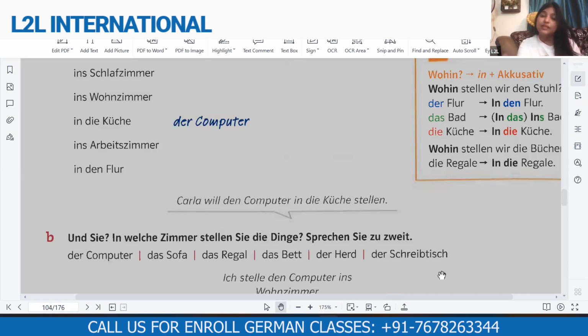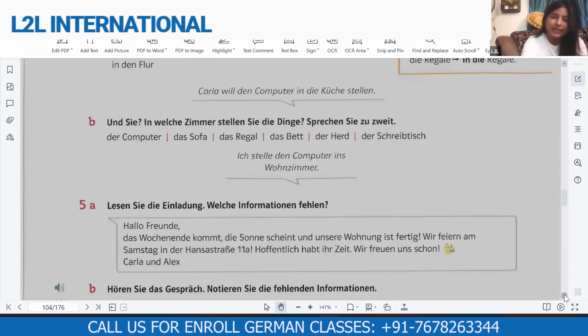All the sentences have to be in plus accusative because you are talking about placing. I am placing, I am placing. So when it is I am placing, it has to be den. Yeah, it has to be accusative, remember. So bitte machen Sie das als Hausaufgabe, schreiben Sie Sätze. Wo, in welches Zimmer stellen Sie die Dinge? In which room are you placing the things? Am I clear with the homework? Yes, ma'am. Great.